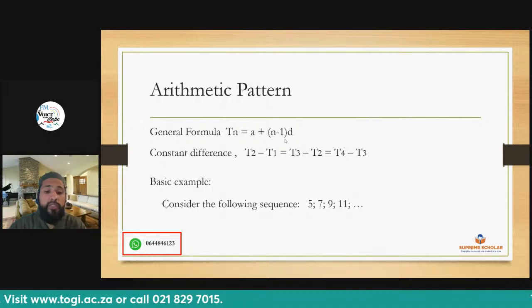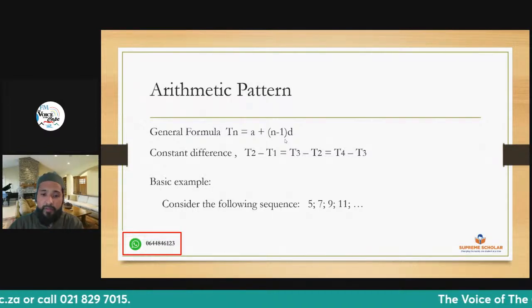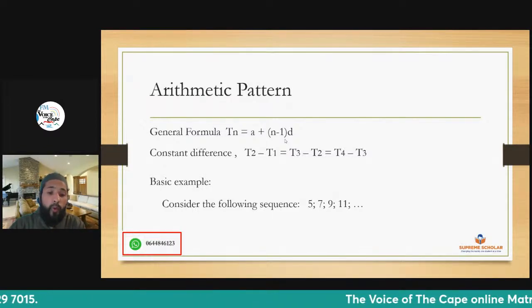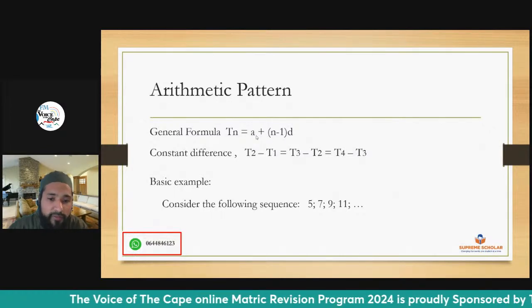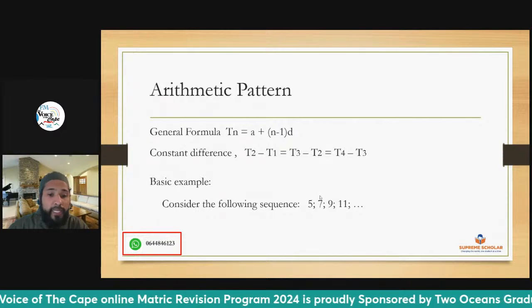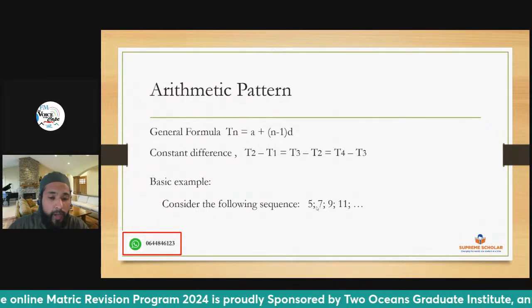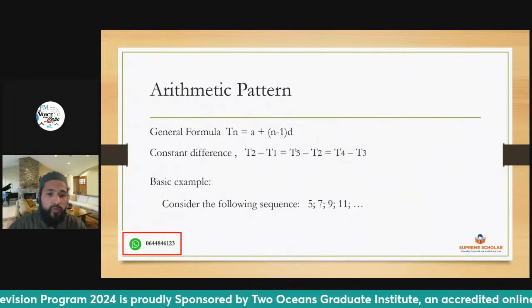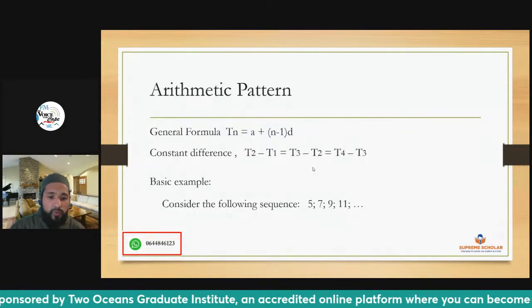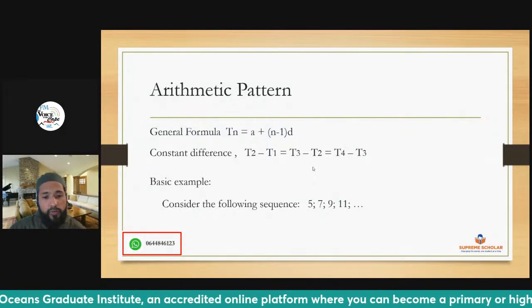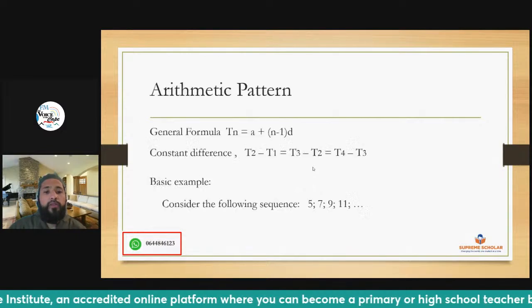A basic example. Consider the following sequence: 5, 7, 9, 11. Term number 1 in this case is 5. Therefore, if I had to put a value in the formula, a is equal to 5. And if I want to find d, I simply take T2 minus T1. 7 minus 5 is 2. 9 minus 7 is 2, etc. 11 minus 9 is 2. So that's it.